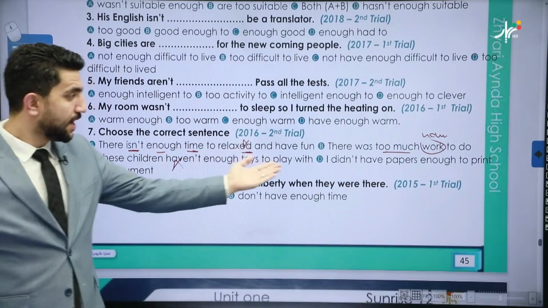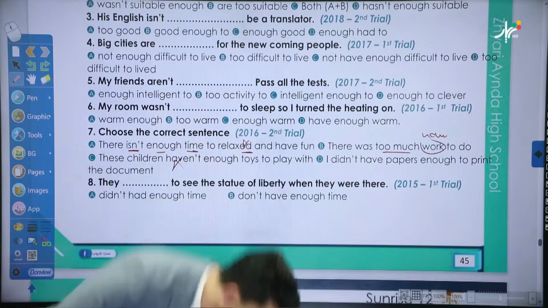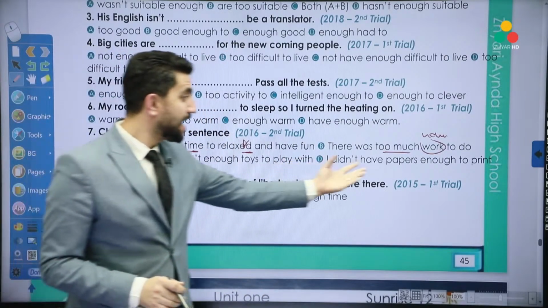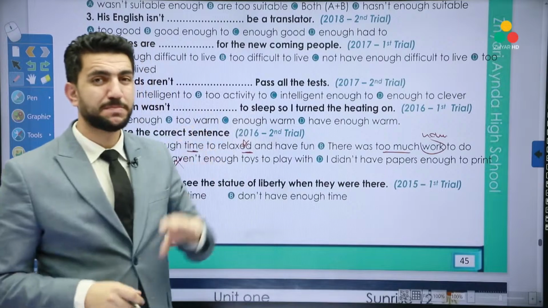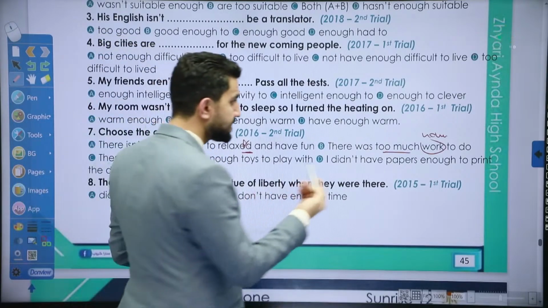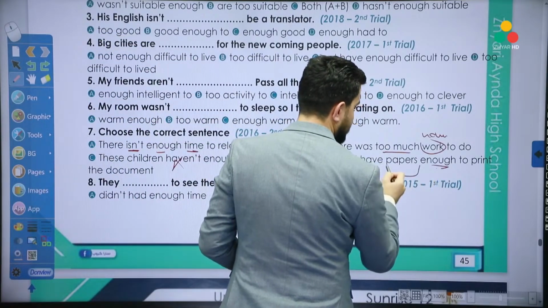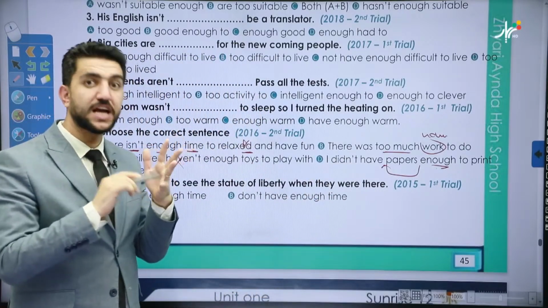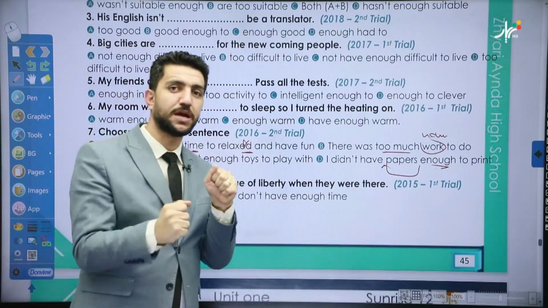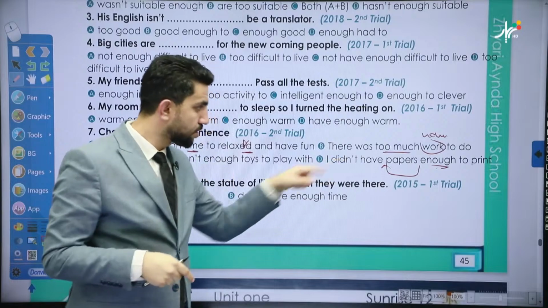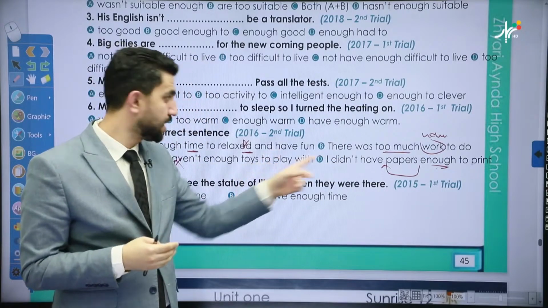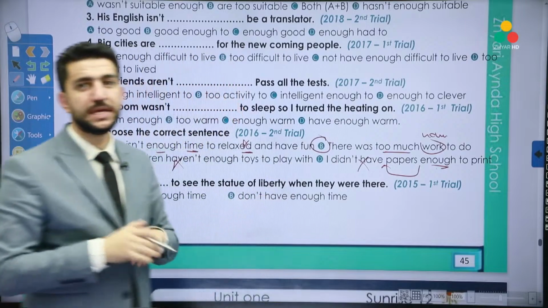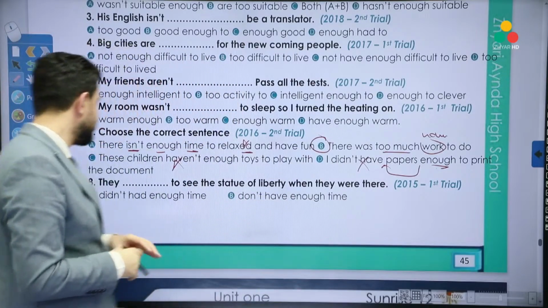Wrong. I didn't have papers enough to print. Papers enough? Since it's a noun, enough comes here. Since we have "have" and "has", do you remember? Have and has or there, we said enough becomes hero, comes at the beginning. So here, enough is not at the beginning, and we have "have" and "has". That's also wrong. So the correct answer would be B. Okay, B is the correct answer.